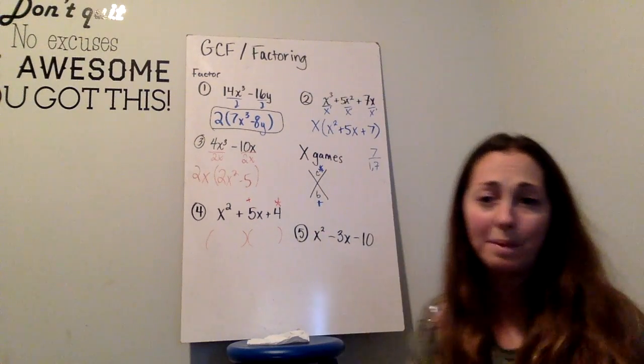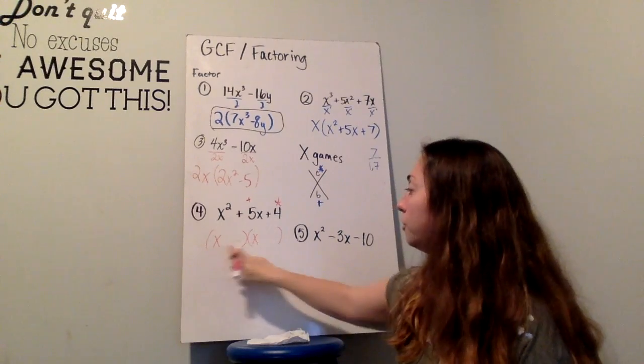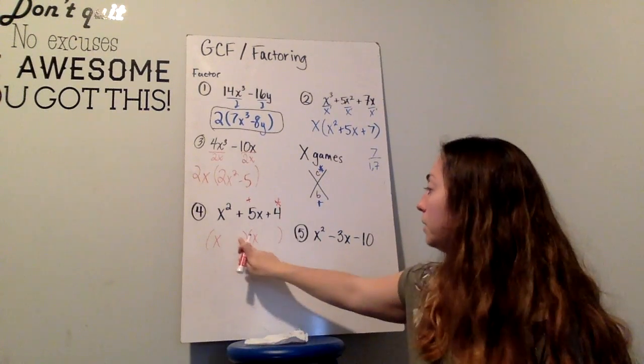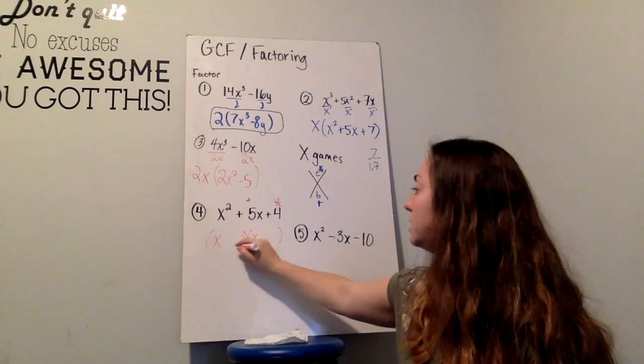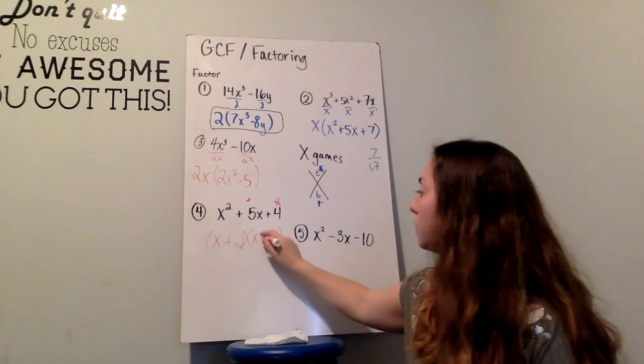And here's why. Remember multiplying, right? How do I get this first term? I get it by multiplying the first by the first. So x times x is x squared. How do I get this last term? Well, it's got to be these two numbers. So let's say 2 times 2. And it's positive and that's positive, so let's say it's all positive.